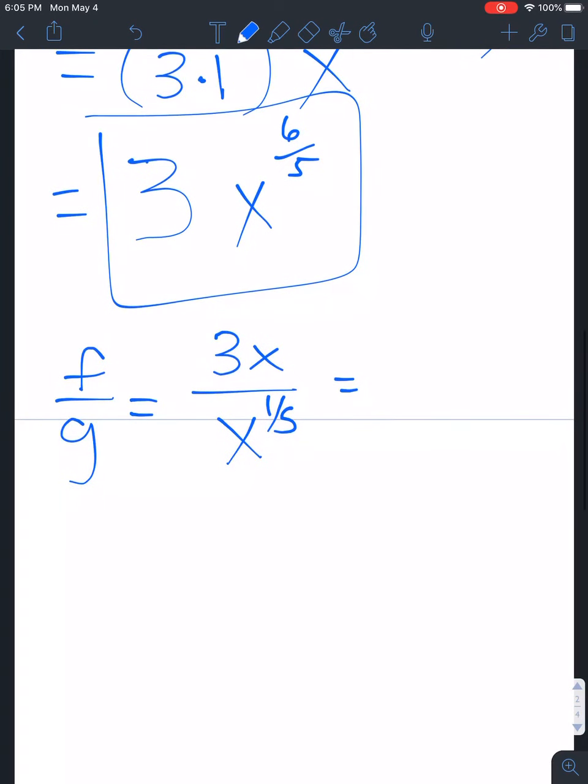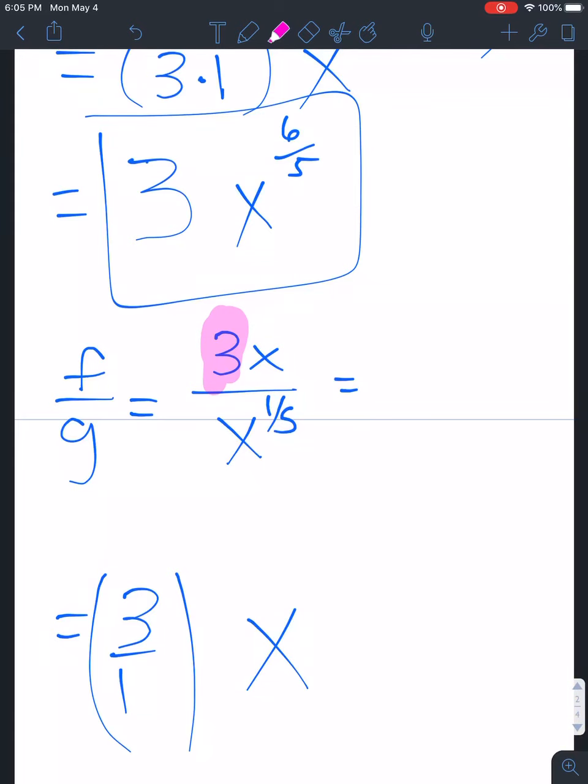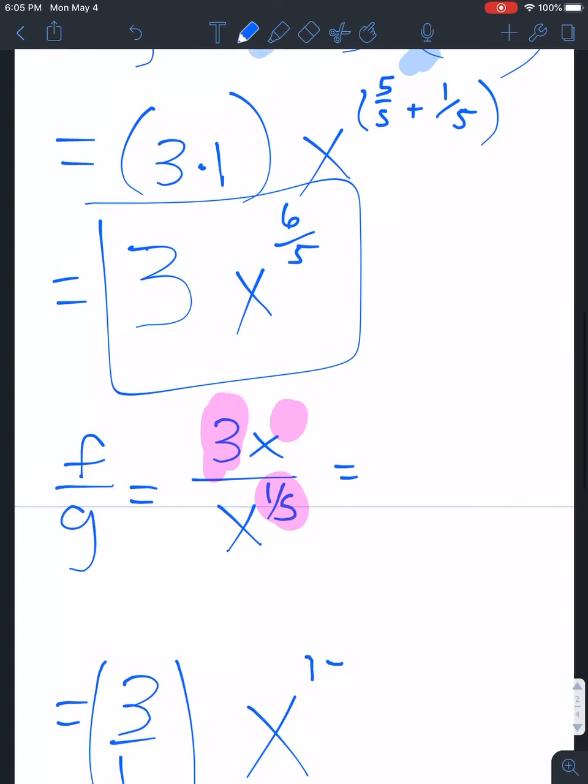Well, 3 divided by 1 is just 3, all right? But we have 3 over 1, which we know is 3, which we'll get to in our simplification step. And then we have x. All right, so we took care of all of those. But then we have an x and then an x to the 1/5. Remember, that's an x to the 1 and an x to the 1/5.